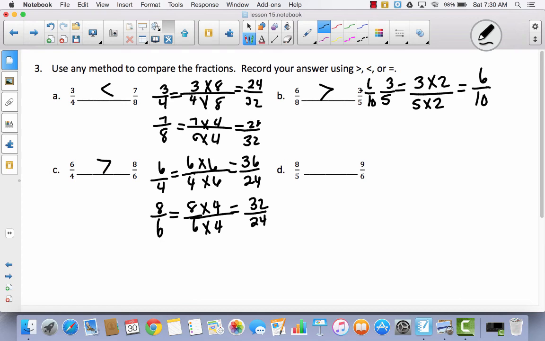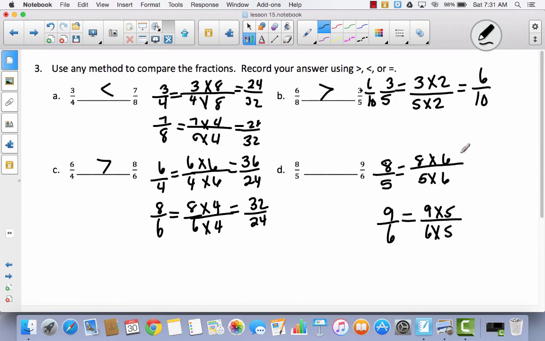All right, so let's take a look at D. Again, there's nothing I can do to get from 8 to 9, and there's nothing I can do to 5 to get to 6. So I will have to find a common denominator by taking my 8/5 and my 9/6 and multiplying my 5ths times 6 and my 6s times 5. And then that will give me 48/30ths and 45/30ths. So now I have a common denominator, and because 48 is greater than 45, 8/5 is greater than 9/6.